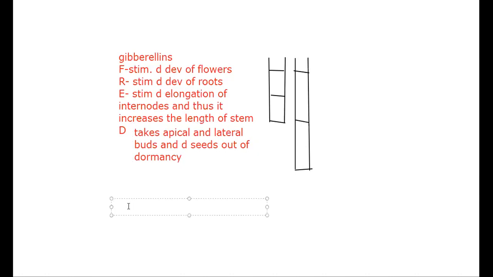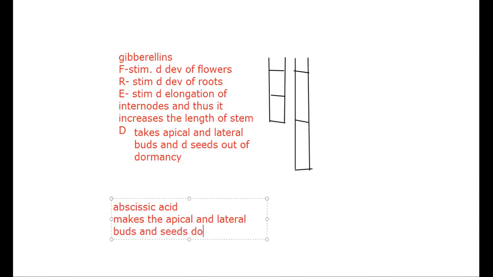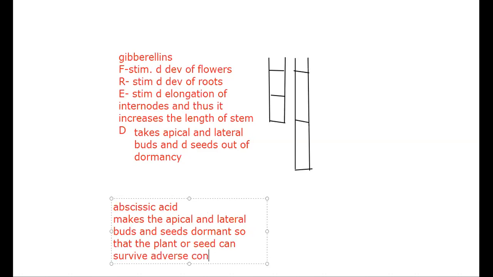Who puts them into dormancy is that third hormone, and that is abscisic acid. So abscisic acid makes the apical and lateral buds and seeds dormant. Why? So that the plant or the seed, whichever one you're referring to, can survive adverse conditions. What does adverse mean? Really bad for the plant. Like winter. With winter comes extreme cold. With winter comes a lack of water. Right now we are in a period of winter. Okay, so abscisic acid wants to ensure the survival of this particular species.